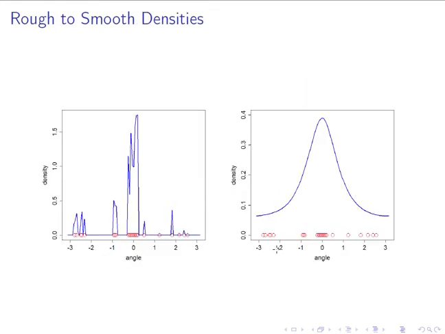Okay. So this is just to give you the idea of what the estimation looks like. The left part doesn't have the penalty term, and the right part is when we have the penalty term on the estimation. You can see the right part has a very nice smooth density function.